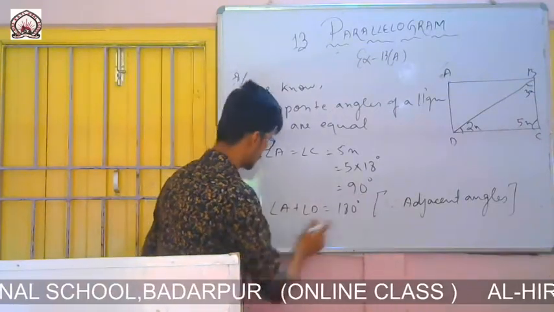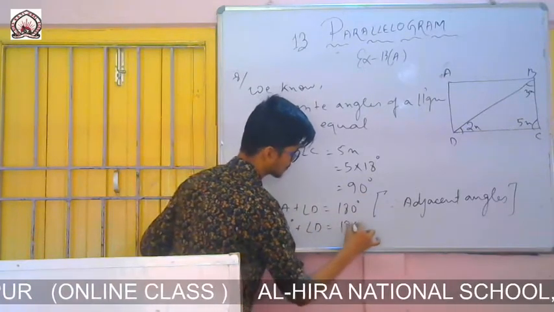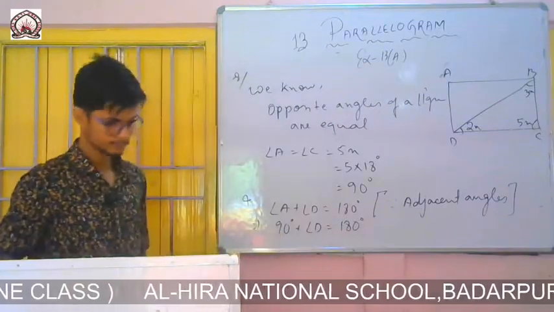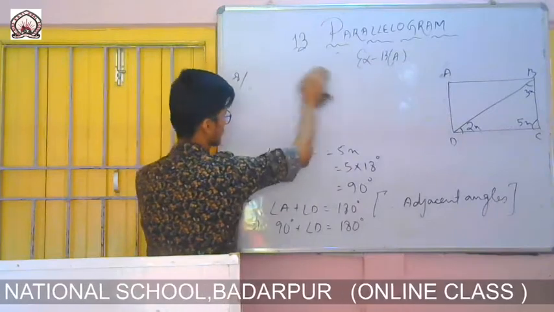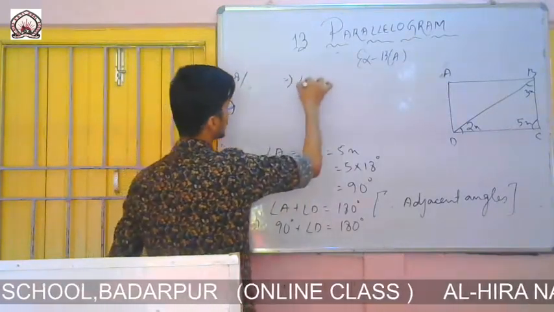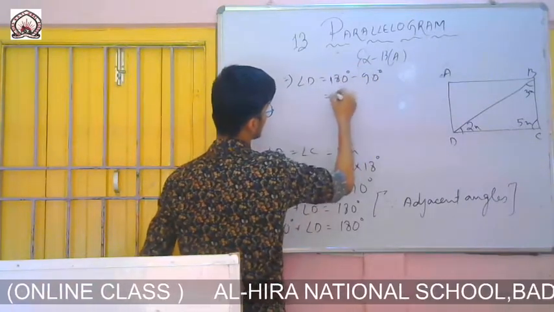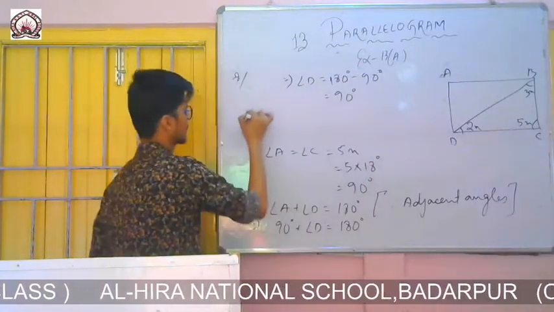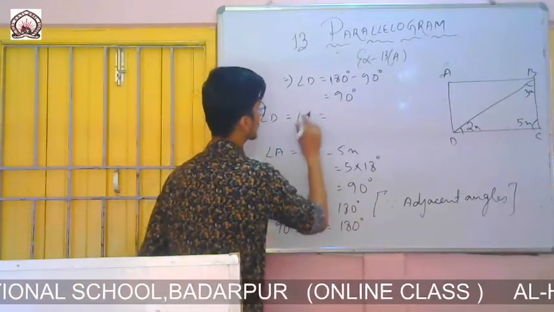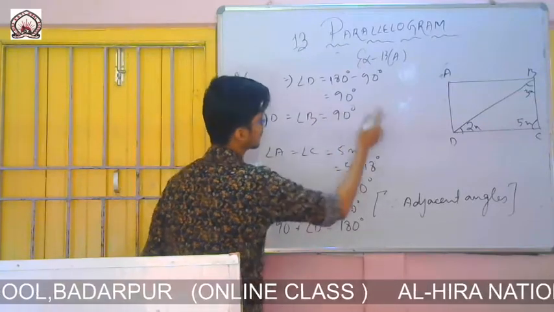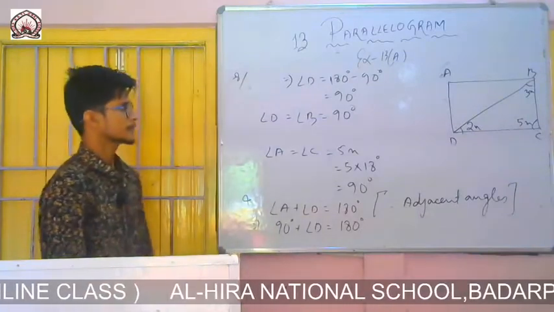The value of angle A we got is 90 degrees. Angle D we don't know, so angle A plus angle D equals 180 degrees, which I can write as angle D equals 180 minus 90 degrees. Simple answer, 90 degrees. Therefore angle D equals angle B equals 90 degrees. These two angles are 90 degrees, and these two angles are also 90 degrees.